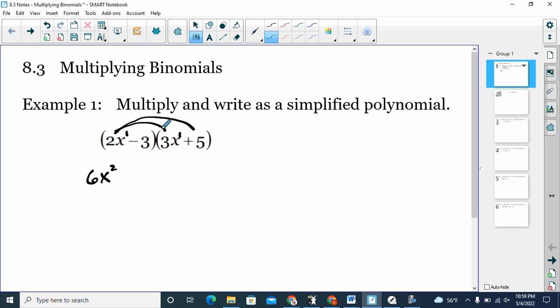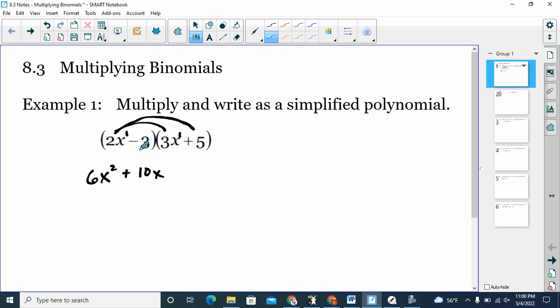So I multiplied 2x times 3x. Now I need to multiply 2x times 5. 2x times positive 5 should give me positive 10x. 2 times 5 is 10, and I've got x. So I multiplied this first term by each one of these. Once I've done that, now I'm going to move over to the next term.